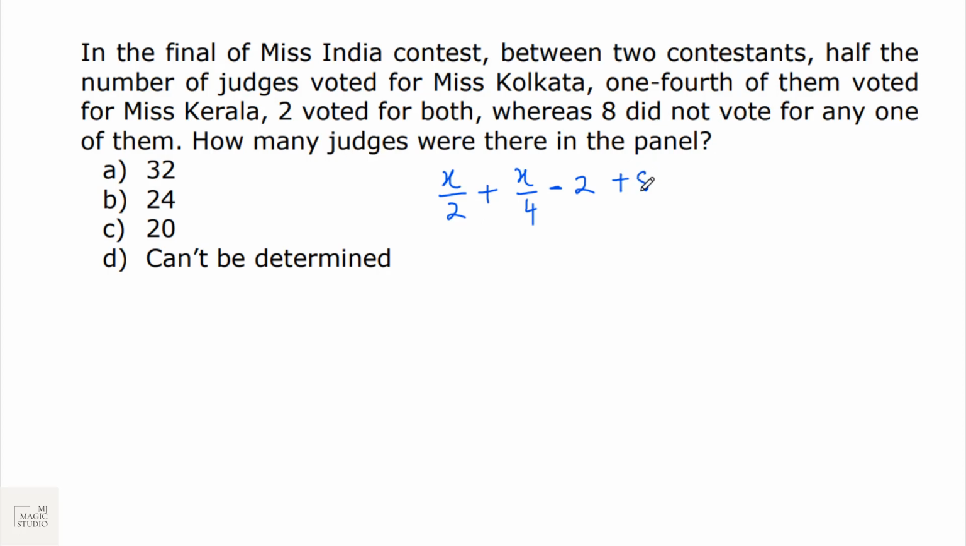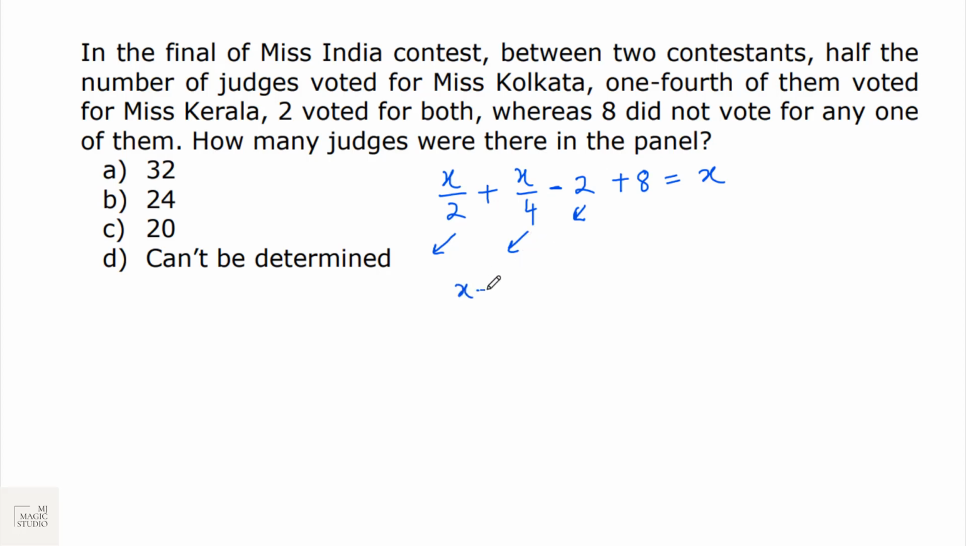Plus 8 should be equal to the total number of judges in the panel. Voting for Kolkata, voting for Kerala, voting for both. So this is A union B plus none of them voted should be equal to the total number of judges. If we solve this, we can find the answer very easily. That is how many judges were there in the panel.